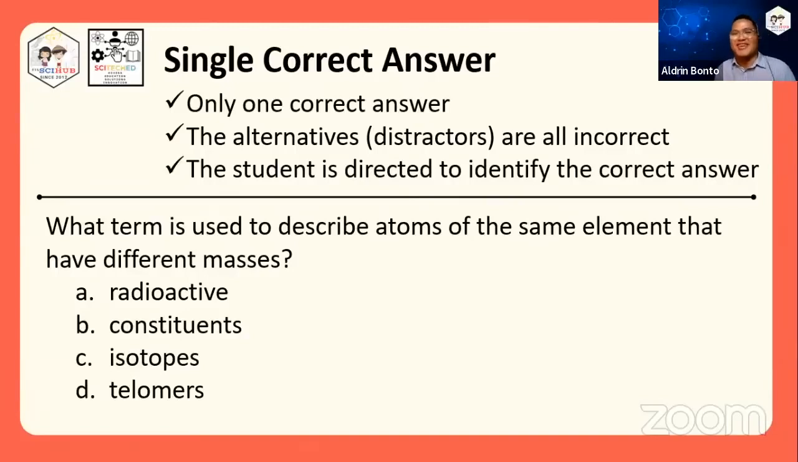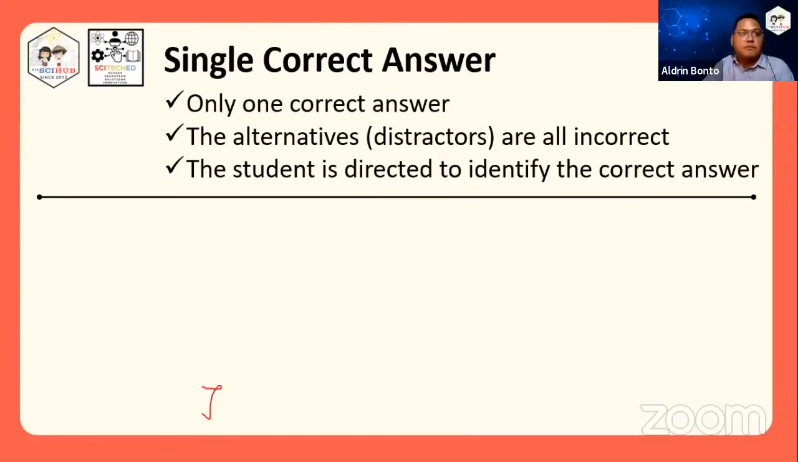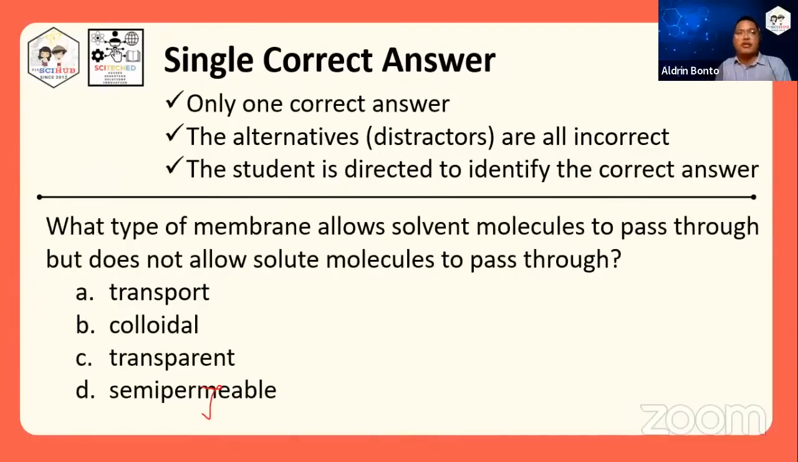Okay, very good. Ayan, so we have the correct answer. Technically the correct answer is letter C. We have here the isotopes. So this is our key. Then we have here our distractors. Very good. Okay, next. So this one is another example of a single correct answer. Here, we have the stem. Our distractors are A, B, C, and this is our key.